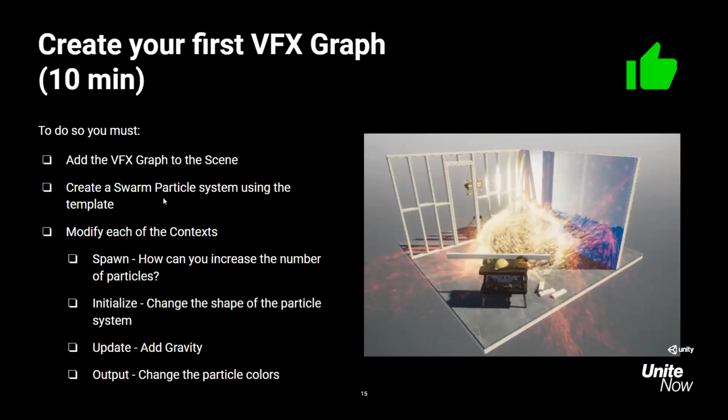Remember to create this particle by right-clicking in the VFX graph, creating a new node and selecting system. You will find the template swarm particle system. It's possible to add it as a source, right?